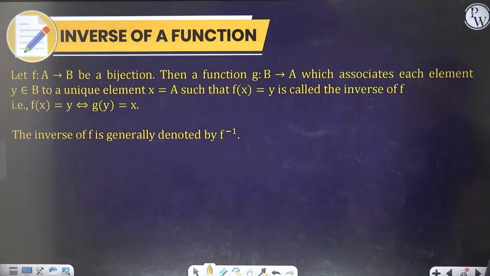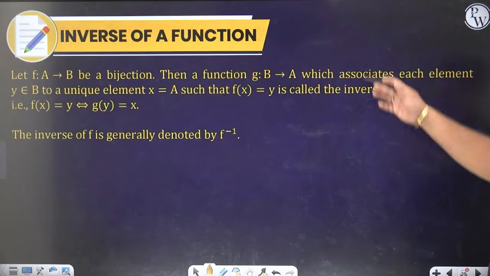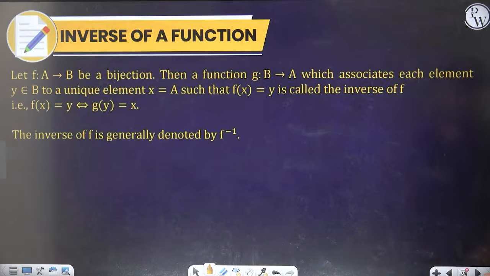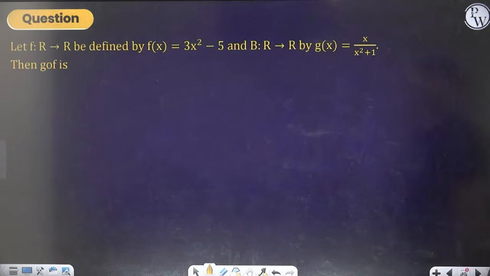What else are we having? Same with inverse and all. We have already discussed inverse for a long time. If it is a bijection, you know it should be.